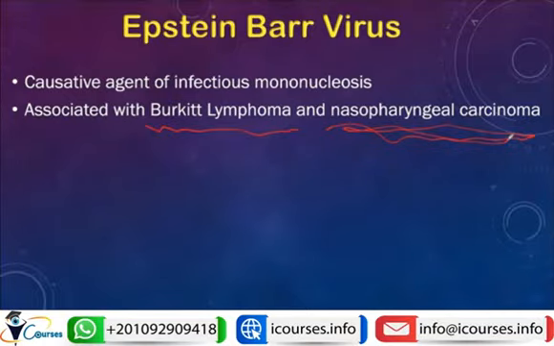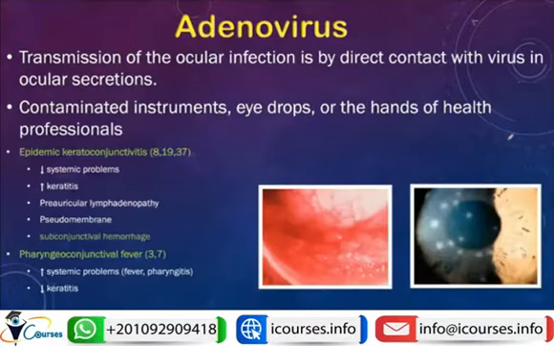And here we come to the adenovirus. Adenovirus is a very contagious disease that is transmitted through direct contact with ocular secretions. That's why you need to disinfect the applanation tonometer every time you use it with every patient, because the tip of the applanation tonometer can transmit the adenovirus from tears or ocular secretions very easily from one patient to another.